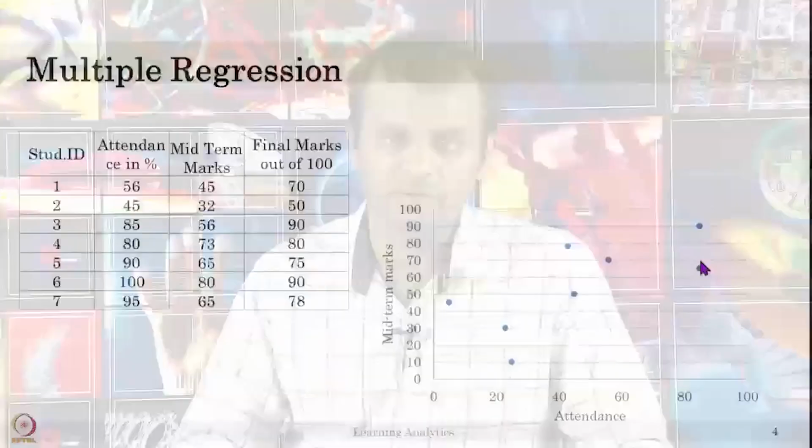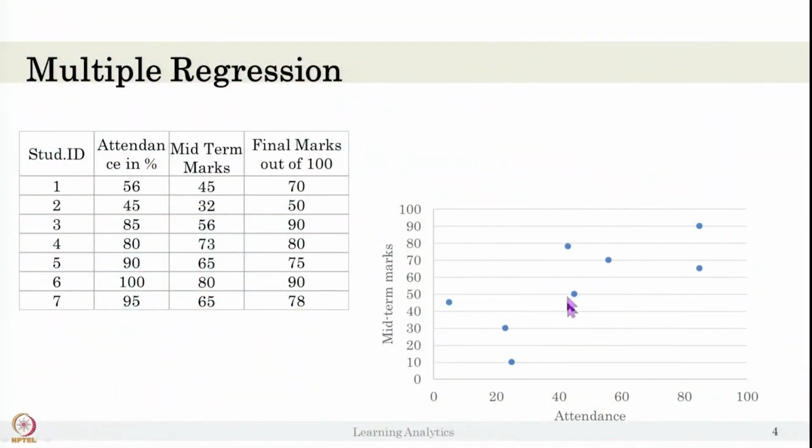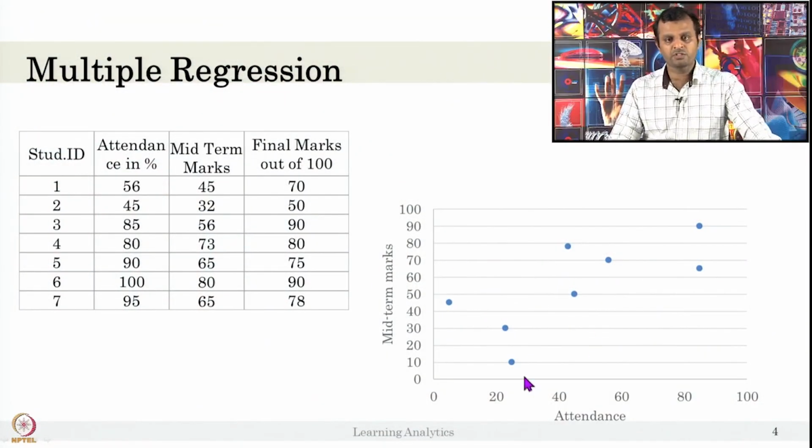So, in attendance and midterm we already plotted this. Now, we want to predict by using this the final marks out of 100, which we cannot show in this simple plot. In a 2 dimensional plot we cannot show that here. Okay, the data and the plot is not matching, but consider this is the plot. We cannot show the final marks in it.